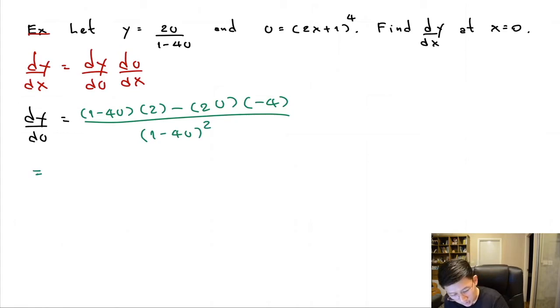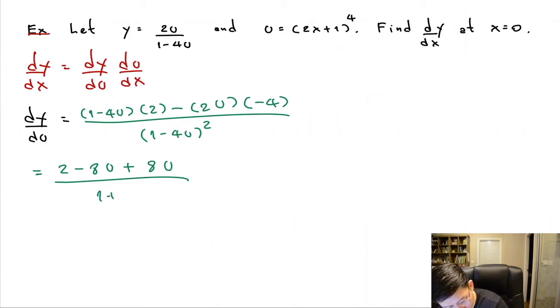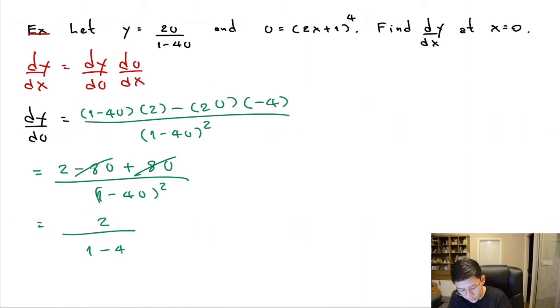Is 2 minus 8u plus 8u divided by 1 minus 4u squared, and this cancels out. So what we have is 2 divided by 1 minus 4u squared, and that's dy by du.